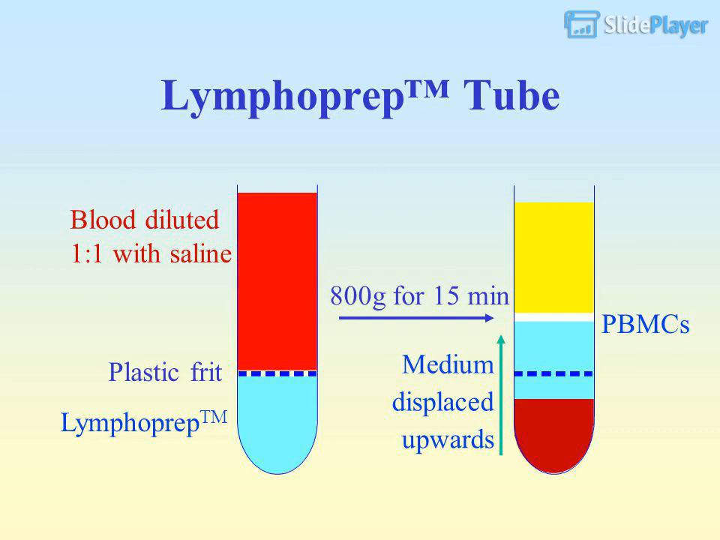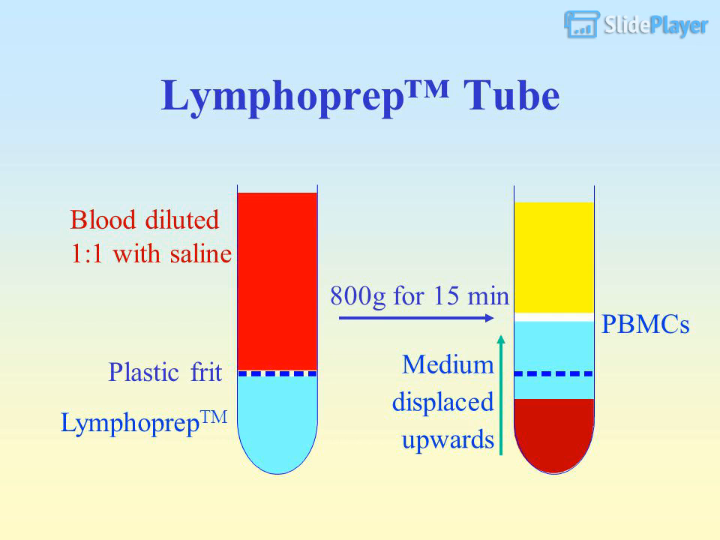Lymphoprep tube. Blood diluted 1:1 with saline. 800 g for 15 minutes. Lymphoprep, plastic frit, PBMCs, medium displaced upwards. Blood diluted 1:1 with saline. 800 g for 15 minutes.